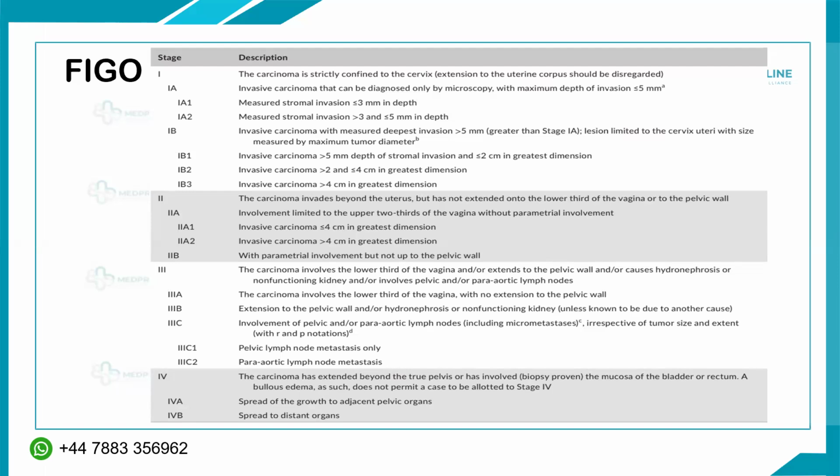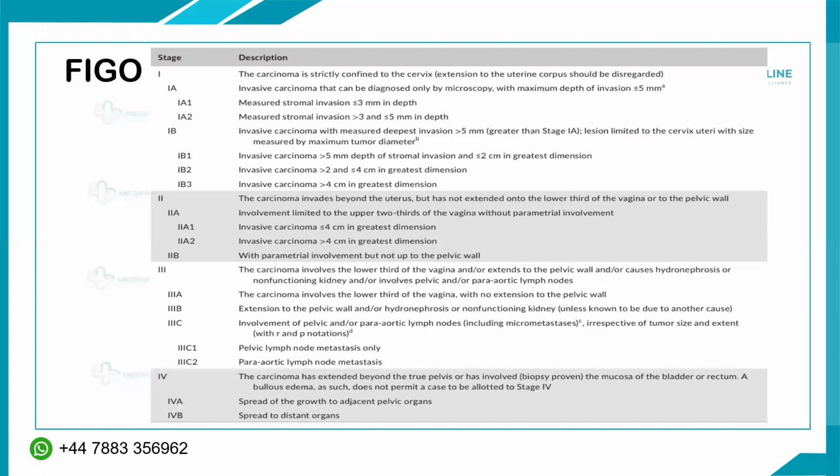Now, in stage 3, again, the lower third of the vagina is involved, as well as the pelvic side walls, and this can also involve the ureters. It can lead to hydronephrosis, cause back changes and result in non-functioning kidneys, right? And it may or may not involve the lymph nodes. And stage 4, it's extended beyond the true pelvis. So it could either involve the bladder or rectal mucosa, or it can spread to the distant organs.